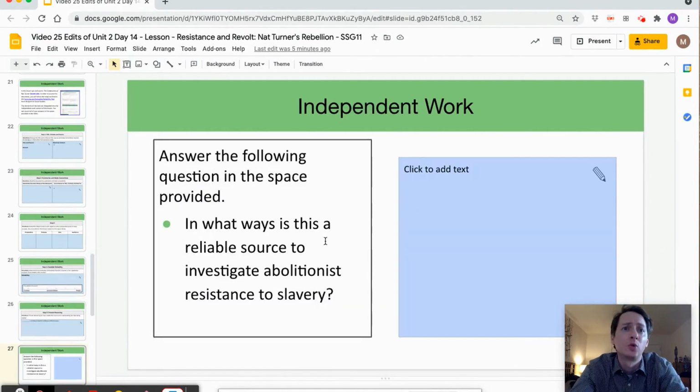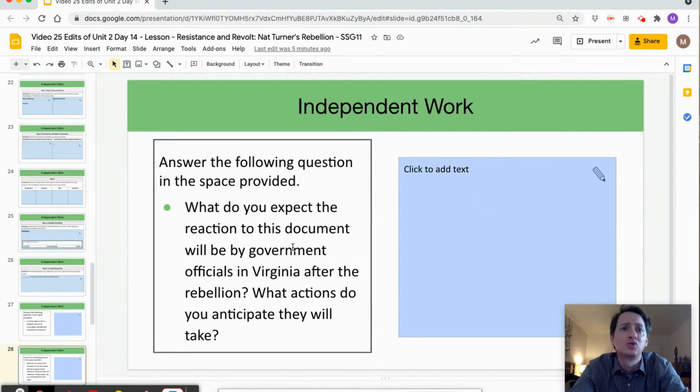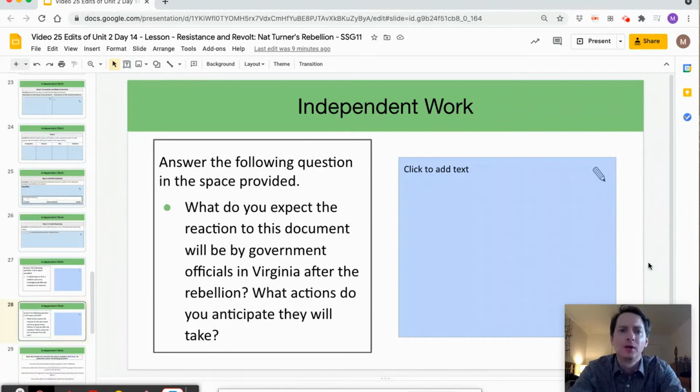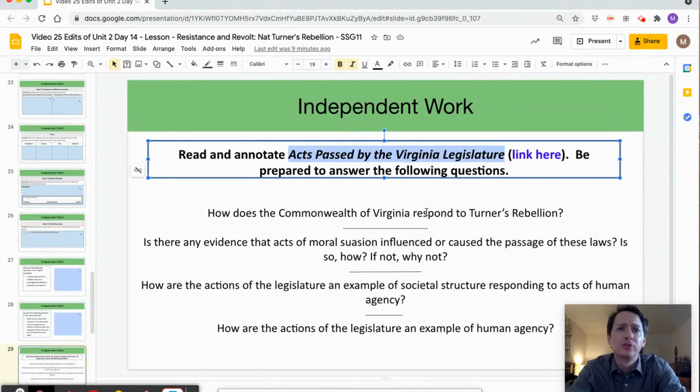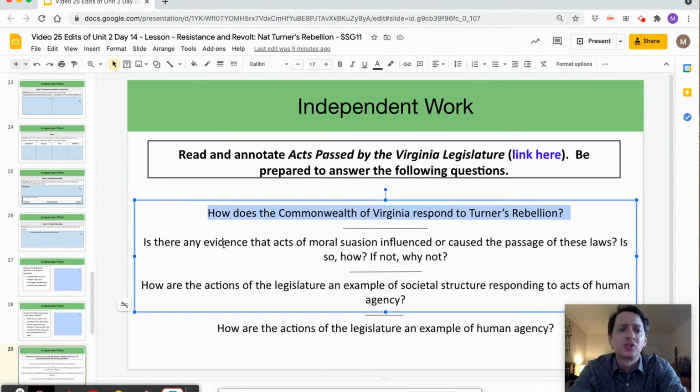There is a CFU question that follows, which you can see here, and there is a second question, which is really to set up the next text by having the students anticipate how the state of Virginia is going to react to Nat Turner's rebellion. But before they actually read acts passed by the Virginia legislature, take a few moments to go and preview these questions with the students. The first one is pretty straightforward. The second one connects back to their discussion of moral suasion.